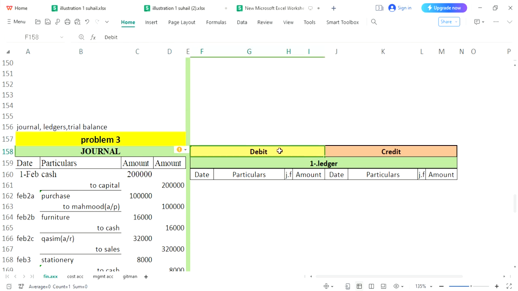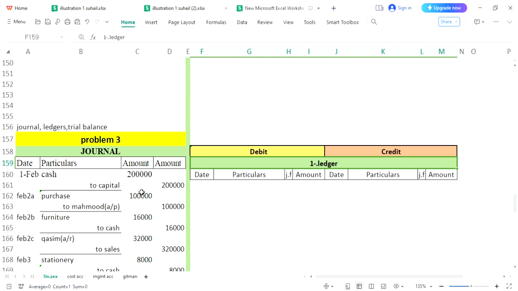Ledger has 2 sides. One side is debit, second side is credit, and here you will put the title of the ledger. We have our date, we have particulars and amount on debit side, and same date, particulars and amount is present on credit side. How would we make this journal and this ledger? We will go and select the title first. For example, you are selecting cash.